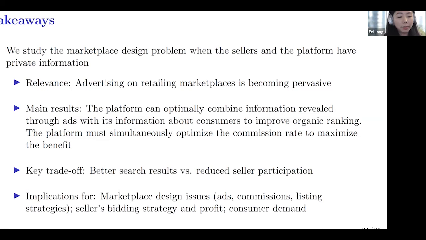As for implications, we have been focusing on marketplace design, but there are also implications if you're an advertiser: how much to bid, foreseeing that your bid is going to influence your organic ranking. For consumers, if I don't want to be one of those who just click from top to bottom, what is my optimal clicking strategy to find the seller that best fits me?